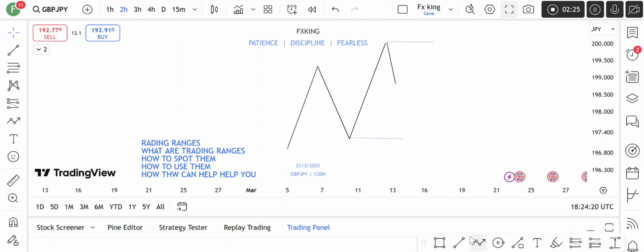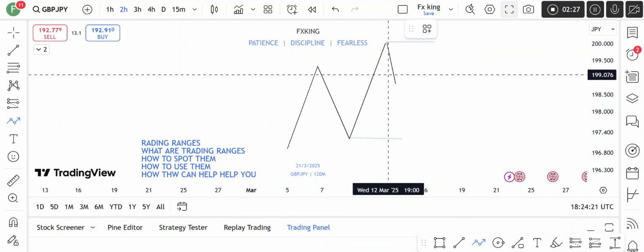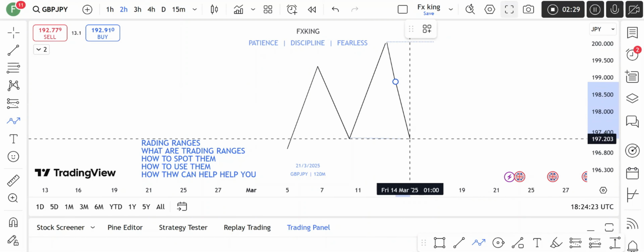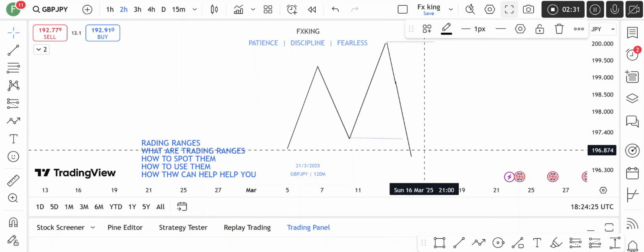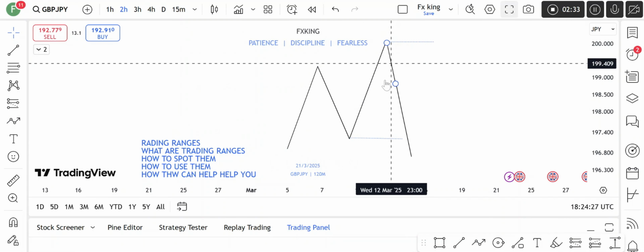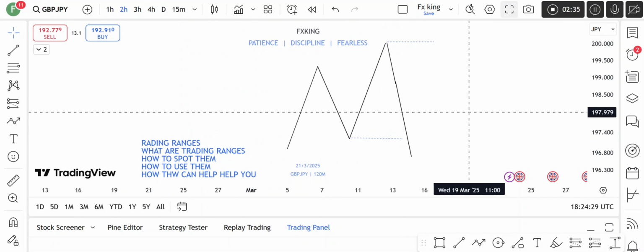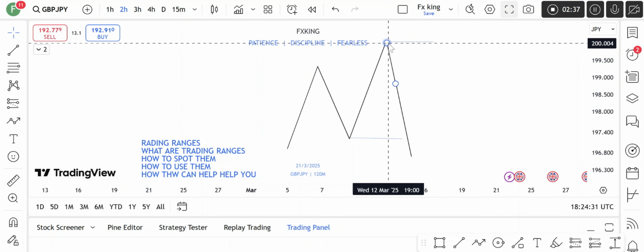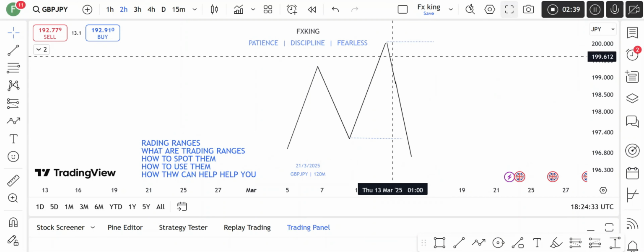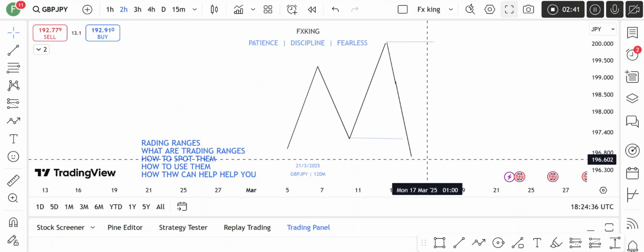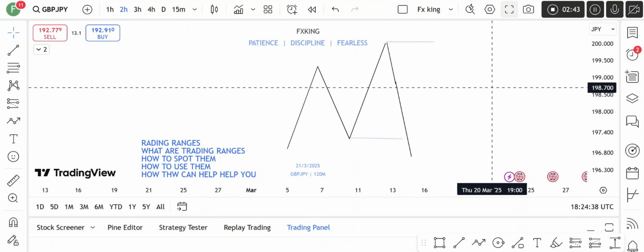And if the market happens to invalidate our trading range by breaking below it like this, we know that our trading range has now failed. We now start looking at a different trading range, from this high to this low, which will be our selling trading range. So this is how our trading range works.